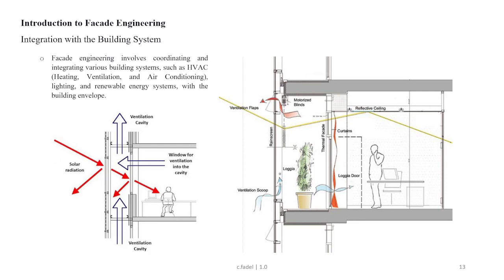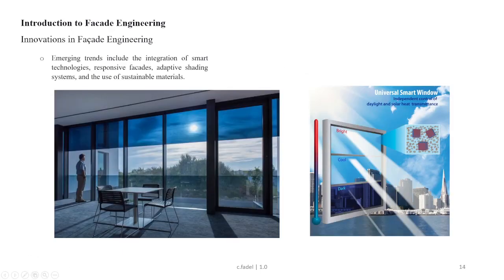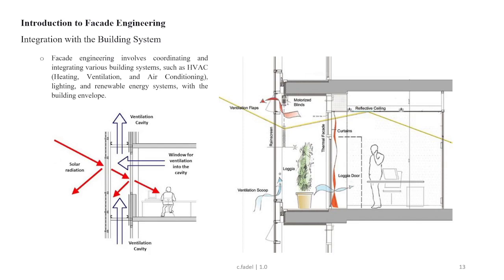Another thing with the facade is the integration with the building systems. A facade engineer coordinates with and integrates various building systems such as HVAC, air conditioning, lighting, renewable energy systems, and sometimes security. This process is essential to ensure that the building exterior not only meets the aesthetic and structural requirements, but also supports the optimal functioning of internal systems. Because the facade acts as a barrier between the indoor environment and external elements, it has a big influence on thermal comfort, energy efficiency, and natural lighting.